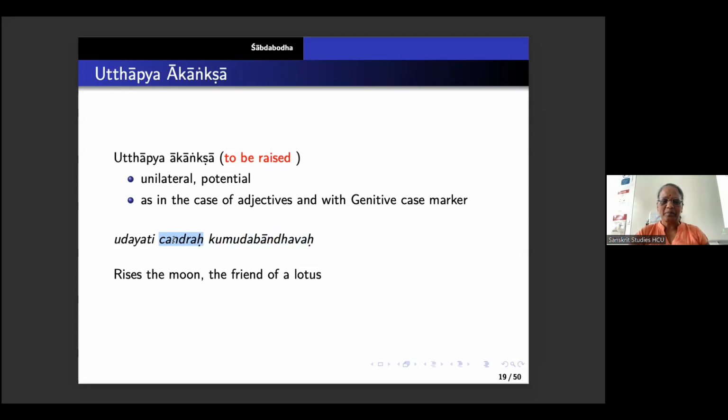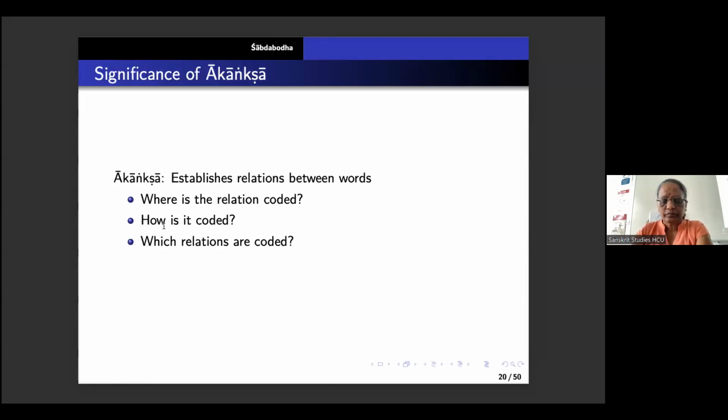Well, so we have this unilateral expectancy. So we have, on the one hand, mutual expectancy, and on the other hand, we have unilateral expectancies also. And this distinction between the two types of expectancies actually has helped us in designing the parser further, which again we will be talking about in the next talk. So these expectancies, how do they help us?